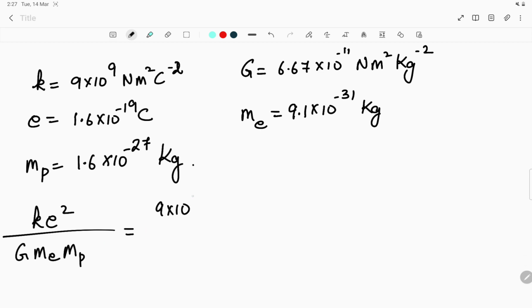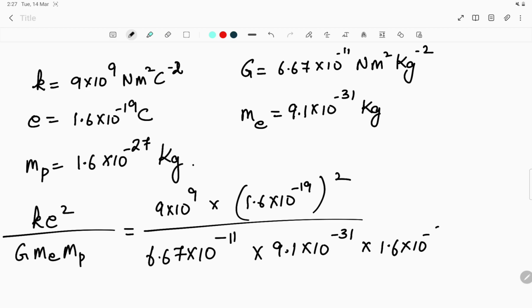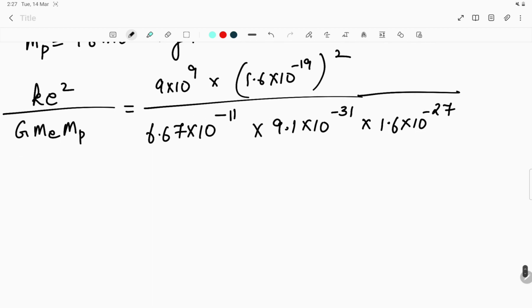That is 9 into 10 to the power 9 into 1.6 into 10 to the power of minus 19, the whole square, divided by 6.67 into 10 to the power of minus 11 into 9.1 into 10 to the power of minus 31 into 1.6 into 10 to the power of minus 27. Once we substitute all this, just use a calculator.